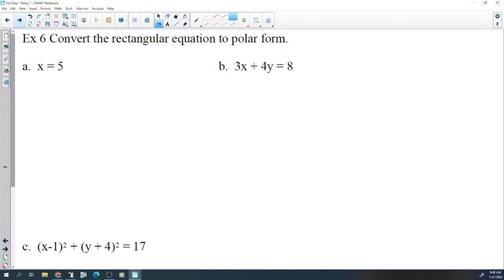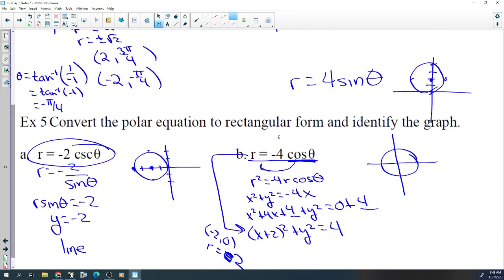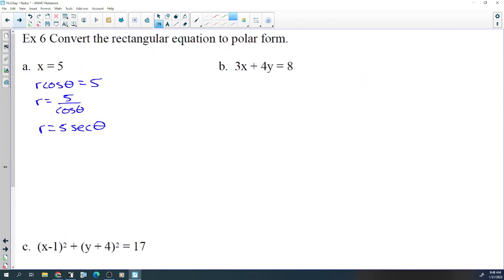x equals 5. Well, x is r cosine theta. And we want these to say r equals, by the way. So r is equal to 5 over cosine theta. So r equals 5 secant theta. So we kind of did this one in reverse. We did that in reverse, right there.